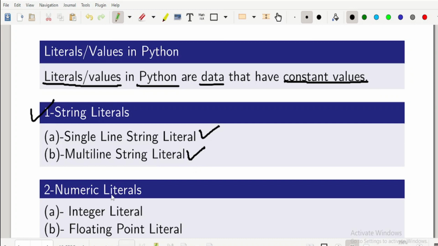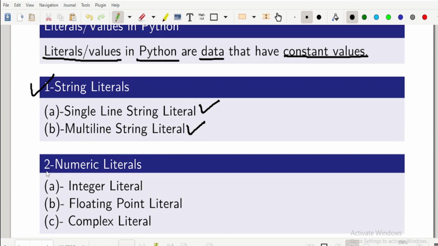The second type of literal in Python is numeric literals, and it has three types. The first one is the integer literal, which deals with discrete or complete numbers. The second one is the floating point literal, which deals with literals that are fractional or exponent type of numbers, which fall into the category of floating point literals.